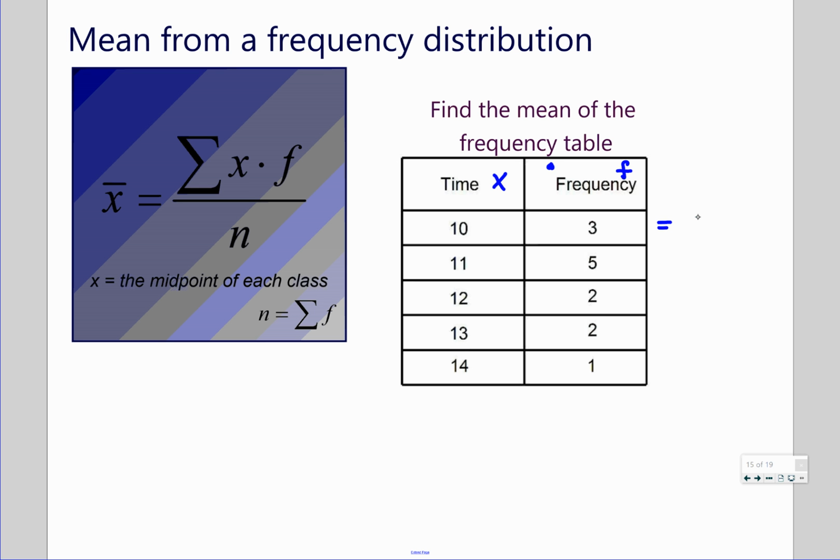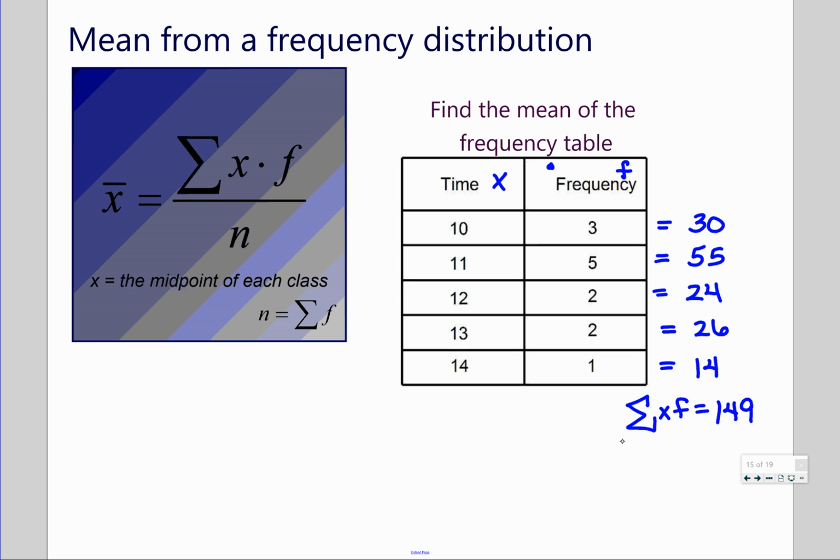So that's going to give me 30, 55, 24, 26, 14, and then we're going to sum all of those up. We're going to sum up all of our x's times their frequency. So 30 plus 55 plus 24 plus 26 plus 14, I get 149. This is the numerator.